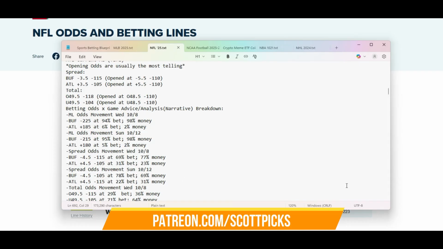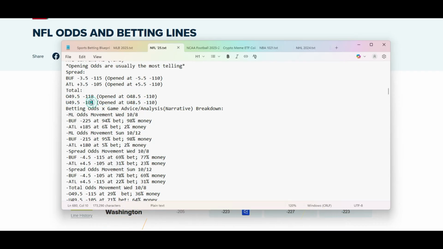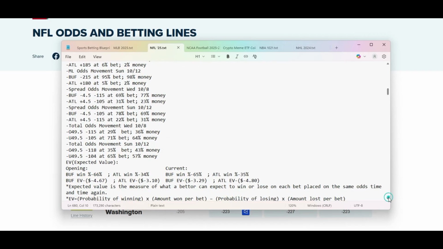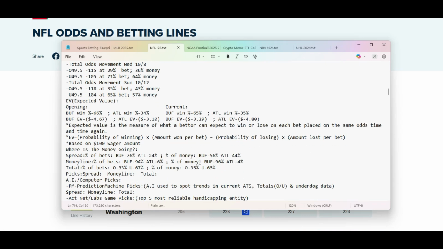Now, currently, we'll go over the totals. 49.5 points, minus 118 for the over. Under is getting the minus 104. And let's see where the splits are for that. Then we're going to go over where they were on Wednesday and Sunday. Currently, we scroll down a little bit more. Currently, 33% of the betting and 35% of the money going with the over. So the under is dominating currently.